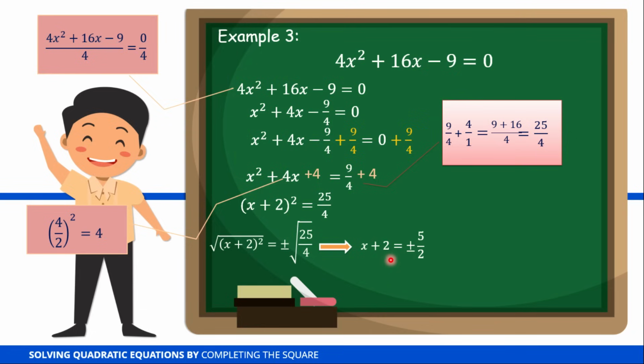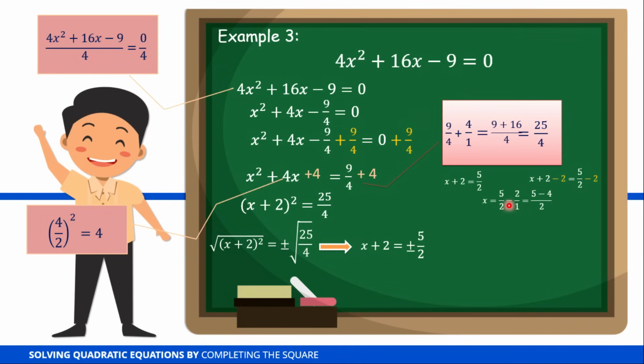Let's solve for x. Let's start with positive 5 over 2. x plus 2 is equal to 5 over 2. Let's eliminate positive 2 by adding negative 2 on both sides of our equation. And then simplify. What remains here is x. Next, 5 over 2 minus 2. Again, let's put a denominator of 1 on our number. It becomes 5 over 2 minus 2 over 1.